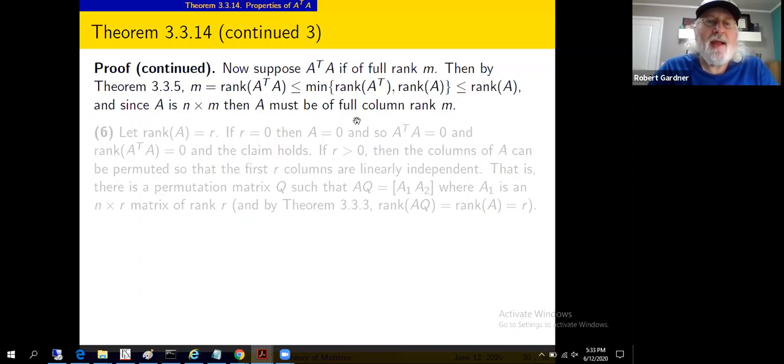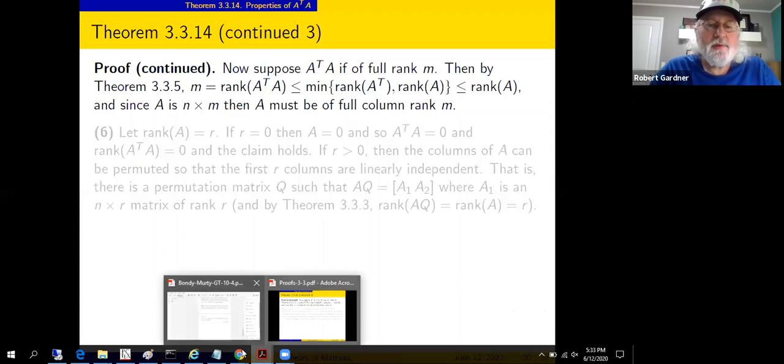It could be rank less than M given these dimensions. It couldn't be rank bigger than M. The rank can't be larger than the smaller of these two dimensions. So by showing M is less than or equal to the rank of A, you're showing the rank is equal to M. And so we've got full column rank for matrix A.